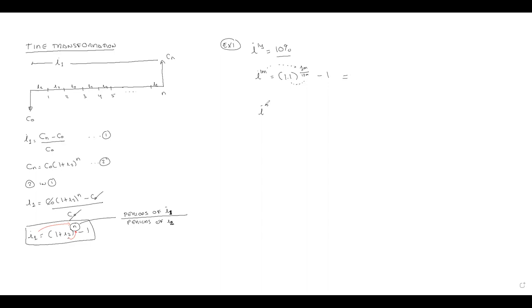Can you find this one here? This is going to be 1.1 to the power of something minus 1.